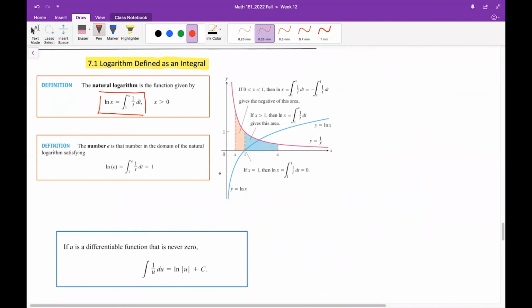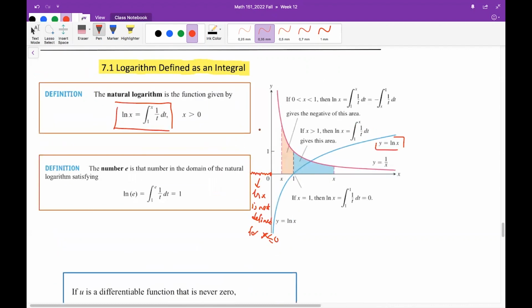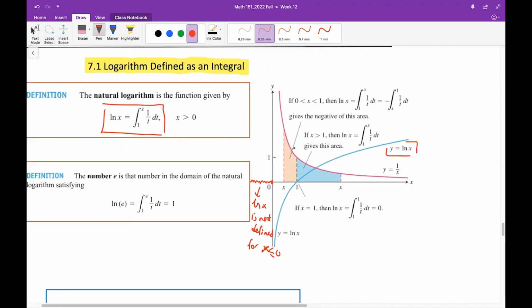So you can also see this by looking at the graph of y equals ln x. As you can see, including the 0, the ln x function is not defined for x less than or equal to 0 because there is no graph here. So let's concentrate on this definition given by this definite integral now.